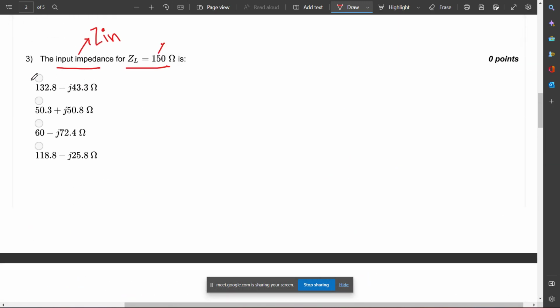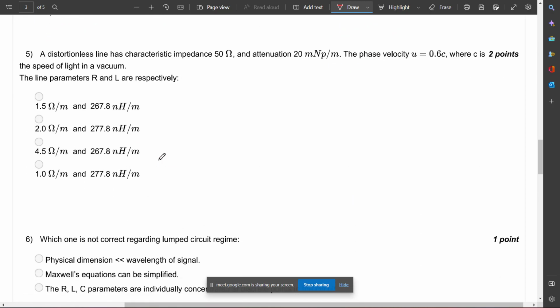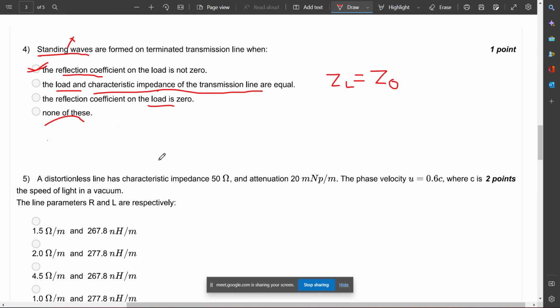Option 3 was this one correct. Okay. Is there any doubt? Should I go ahead? Okay, all right. I will go ahead then.